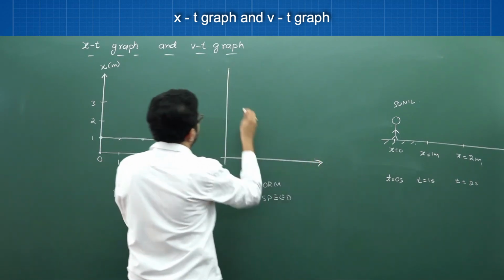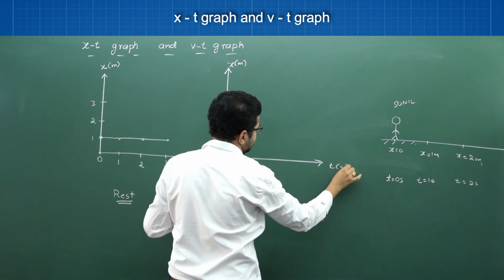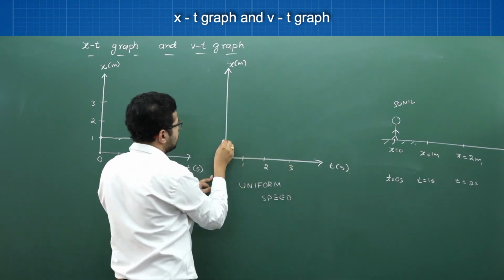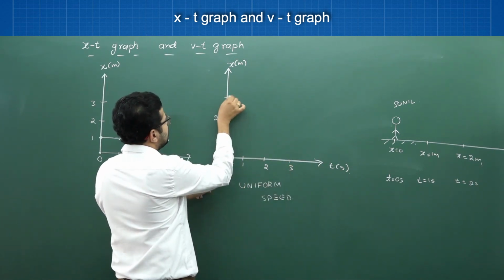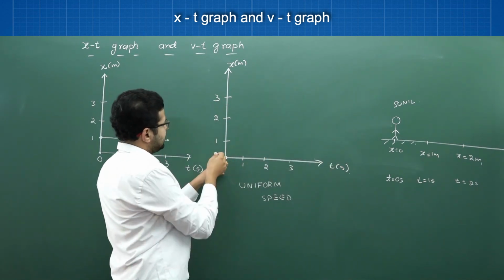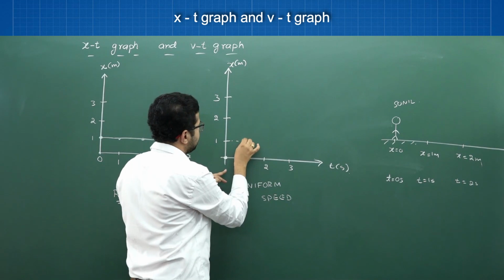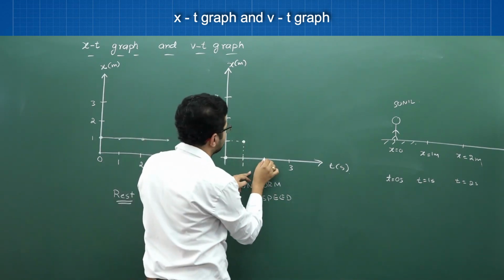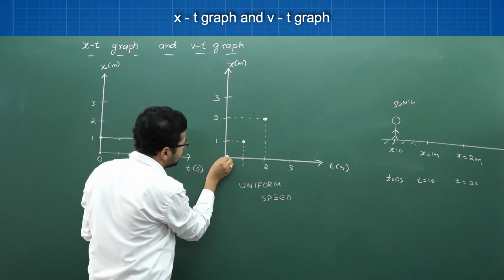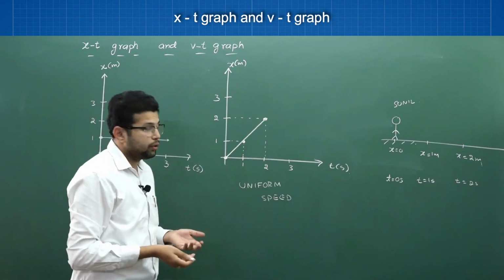In the same way, I will consider position along the y axis and time along the x axis. I will denote this as 1 second, 2 seconds, 3 seconds, 1 meter, 2 meters, 3 meters. See, at t is equal to 0 seconds, Sunil is at x equal to 0. When t is equal to 1 second, position is 1 meter, this is the point. When t is equal to 2 seconds, position is 2 meters, this is the point. Now, if I join these points, I get a graph for an object moving with uniform speed.